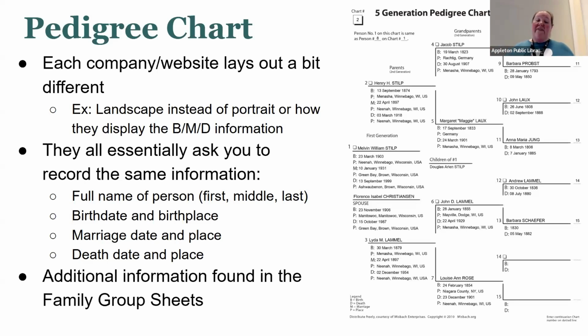But then, of course, you're going to have additional information that you're going to find on these people. So like I mentioned, we want to fill in that dash, learn about who they were, or what other children they might have had other than the direct people. And that information is going to be found in our family group sheets, which we'll dive into in a few minutes.